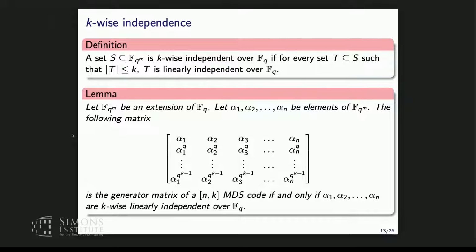And these kind of matrices form a generator matrix of an MDS code if these elements alpha_1 to alpha_n are k-wise linearly independent over the base field, right? So this is quite easy to prove.